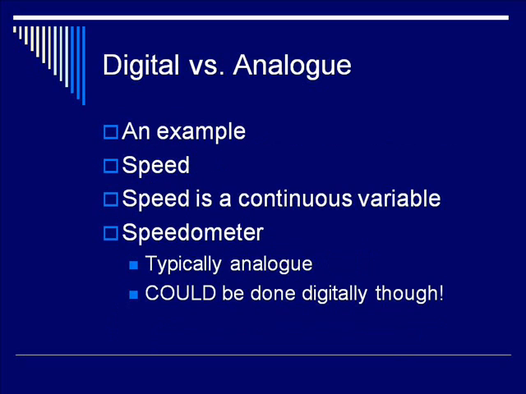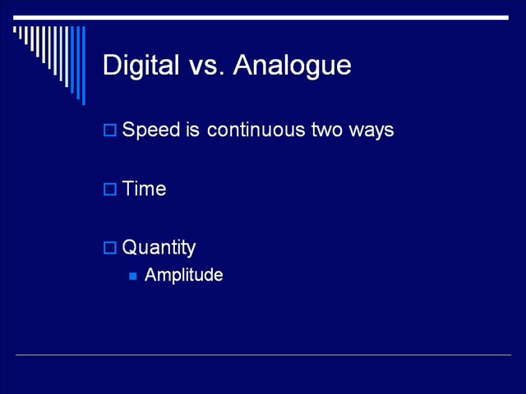Let's discuss an example. Speed. The speed of your car is a continuous variable. It can be any number at any time. Usually your speedometer is analog. It's usually a needle along a dial. You could do a digital speedometer though, and that would be a little bit different.